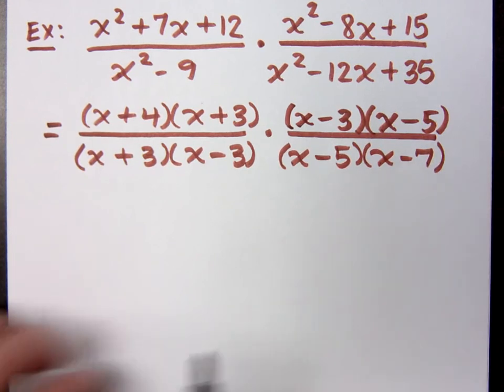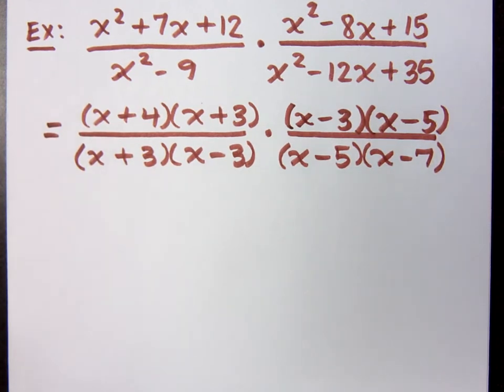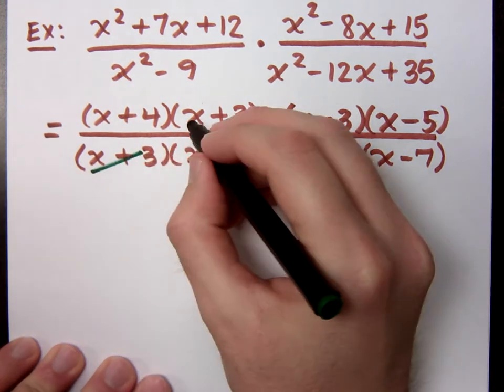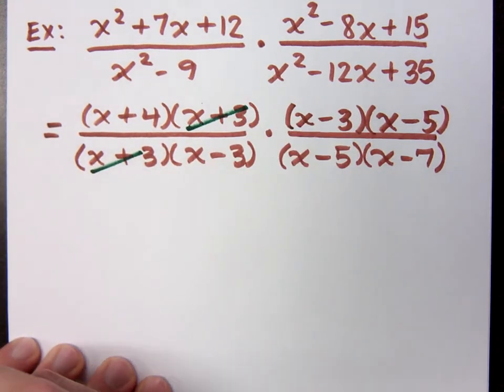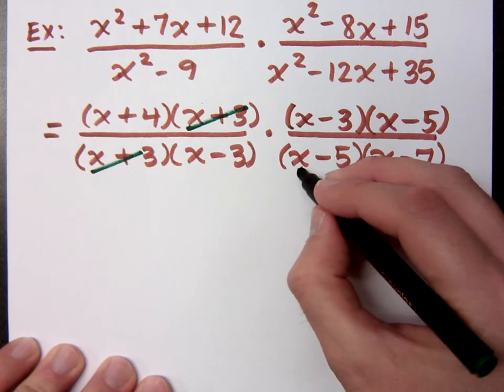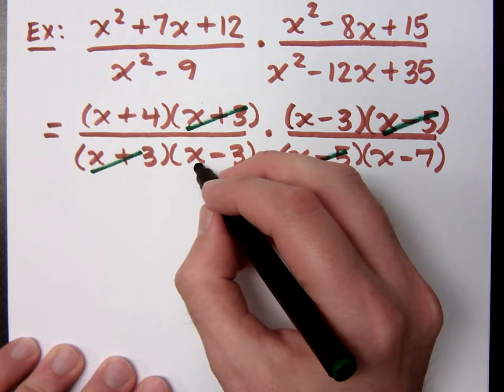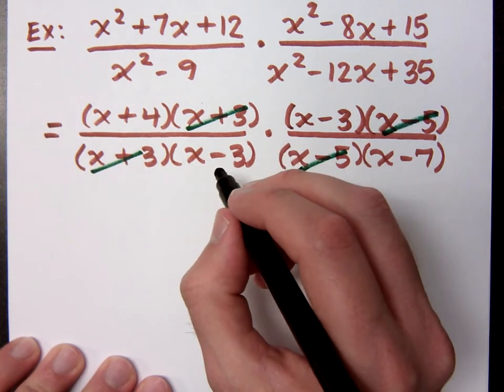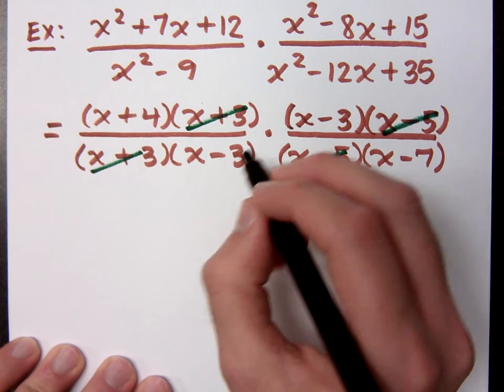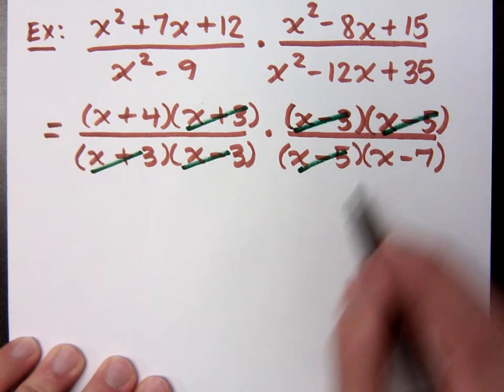Now, get out your katanas of cancellation. So we start canceling things. One on the top, one on the bottom. What can we cancel? x plus 3, right here. x minus 5. And then the x minus 3s, right? You need to cancel out your x minus 3s too.